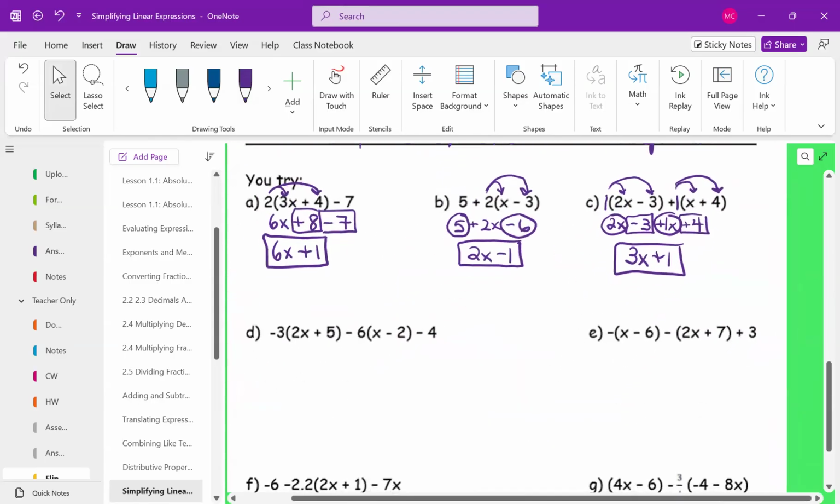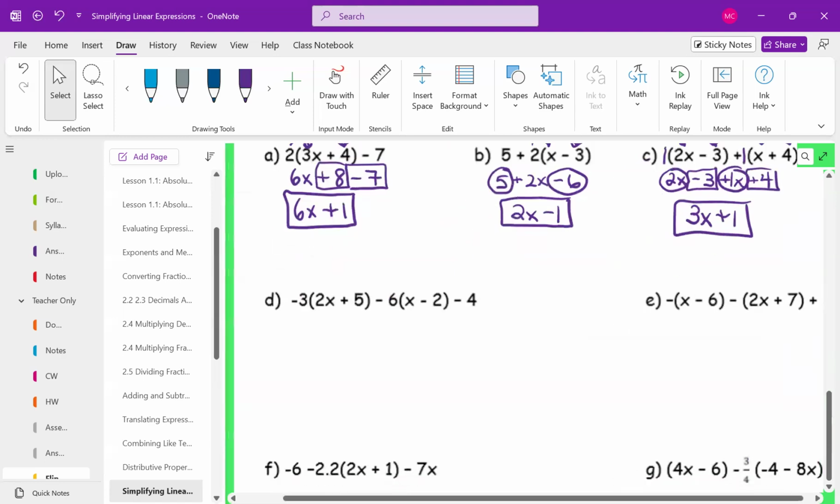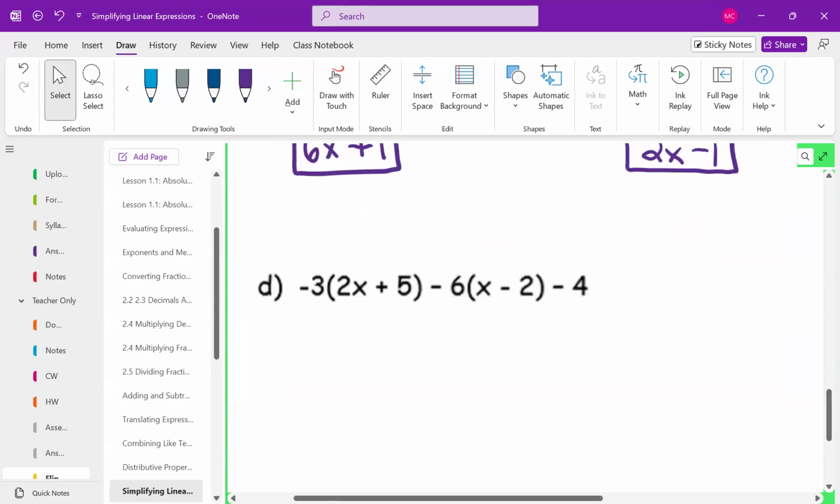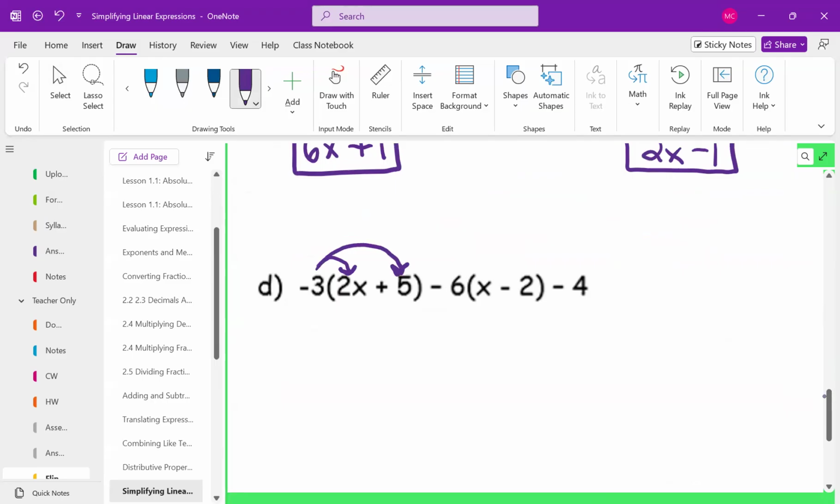Now, a lot of students take a look at D and get a little overwhelmed. But if you take it step by step, you'll be fine. So let's take a look here. What are we going to distribute first? Exactly, the negative 3. So negative 3 times 2x is negative 6x. Negative 3 times positive 5 is negative 15.